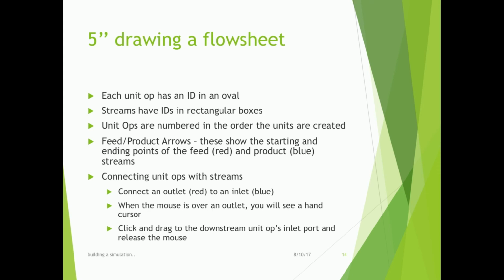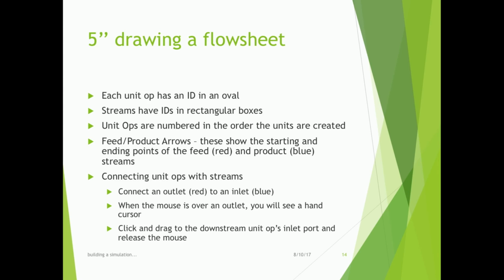Each unit operation has an ID in an oval associated with it, usually on the upper left-hand corner. The streams have IDs in rectangular boxes, which appear on the stream line, and both the streams and the unit ops are numbered in the order in which they're created. The feed and the product arrows show the starting and end points of the feed.